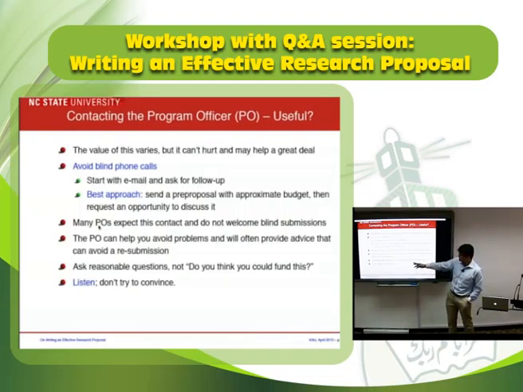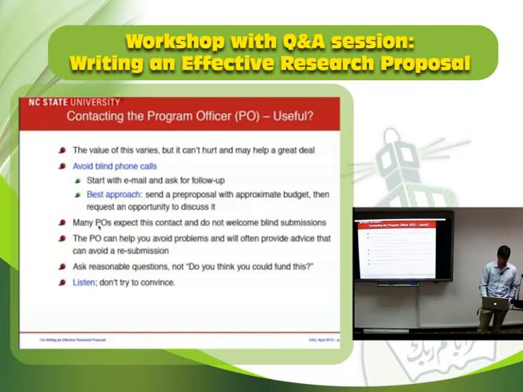So, for instance, you can ask them, are you going to fund this? Well, it's not up to the program officer to fund it. It's on the reviewers, right? So he can't tell you either yes or no. So rather, you have to ask more specific, reasonable questions, not just: can you fund this or not?